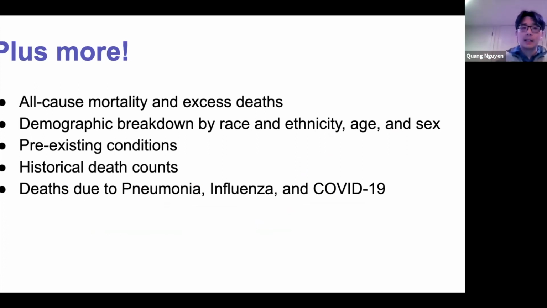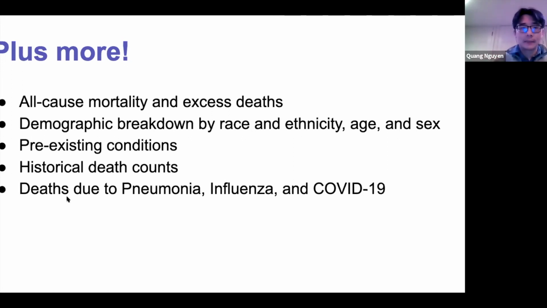They also provide data broken down by race and ethnicity, age and sex, pre-existing conditions, historical death counts from previous years, as well as deaths due to pneumonia, influenza, and COVID-19, which they consider part of the monitoring of COVID-19, because a lot of deaths might be mistakenly coded as pneumonia or influenza.